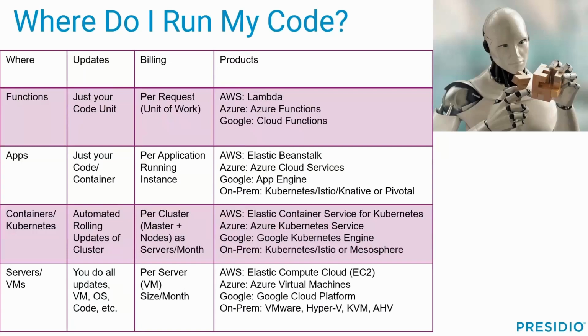So on the server VM, you do all the updates. You're responsible for patching the virtual machine, the operating system, the code itself. You pay per server based on the size, whether it's a tiny or a huge or a high RAM version. And again, this is your EC2 instance or your Azure Virtual Machine or your Google Cloud Platform. On-prem, it's your VMware, Hyper-V, KVM, or a Nutanix AHV. So you're all used to this, and you're used to how we do this.